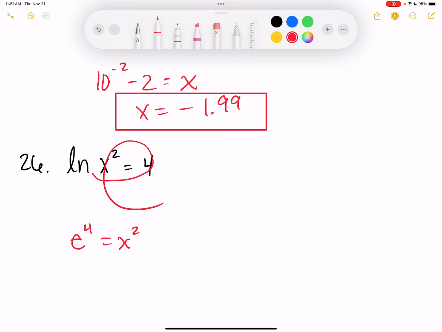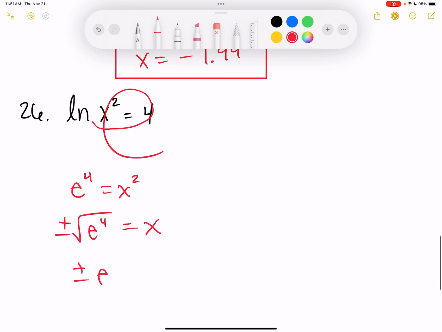How'd y'all miss getting a cookie point last year in Algebra 2? Plus or minus. All right, so this is going to be plus or minus the square root of e to the 4th, or I can rewrite this as plus or minus e squared, because the square root of e to the 4th would be e squared. So plus or minus e squared equals x. If you want to write them just as one thing like this, you can. If you want to do them separate, that's also fine.